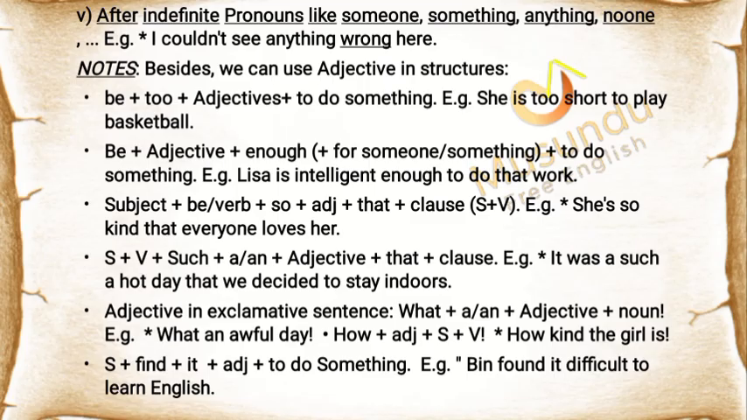Adjectives in exclamative sentences. What plus a/an plus adjective plus noun. Example: what an awful day. How plus adjective plus S plus V. Example: how kind the girl is. S plus find plus it plus adjective plus to do something. Example: I've found it difficult to learn English.